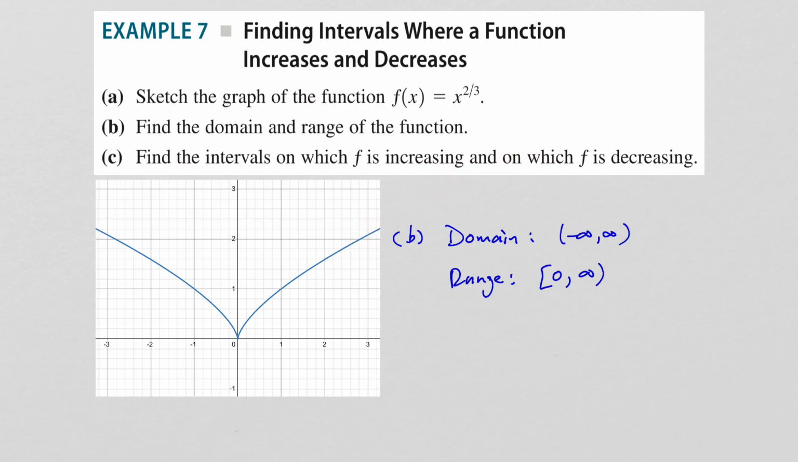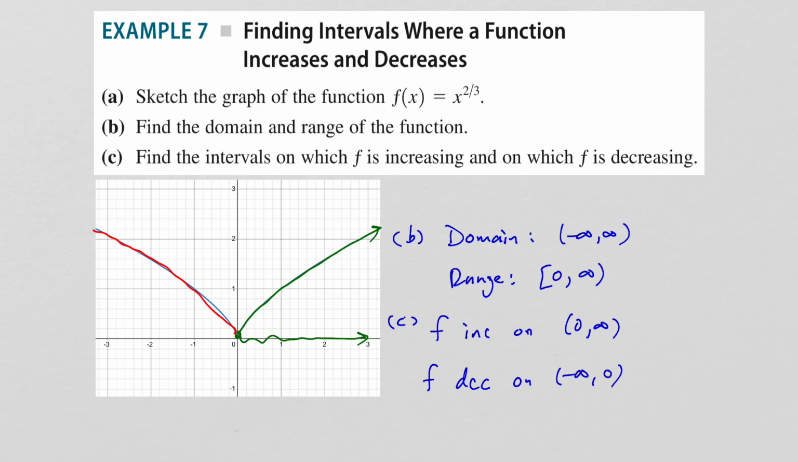And then again, find the intervals on which f is increasing and also on which it is decreasing. So f increasing on what interval? Well, it's increasing here, right? And so that would be from 0 to infinity. And f is decreasing here, right? Because decreasing means going down. And so that's going to be on the interval from -infinity to 0.